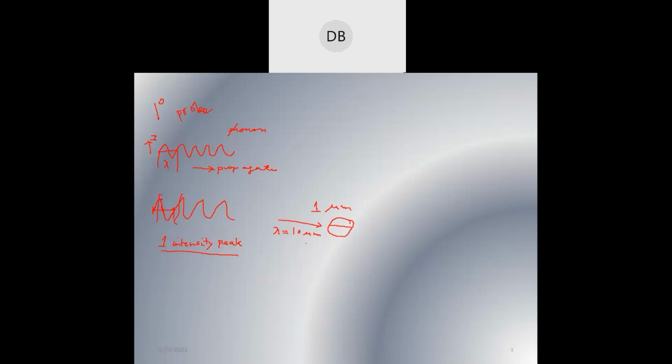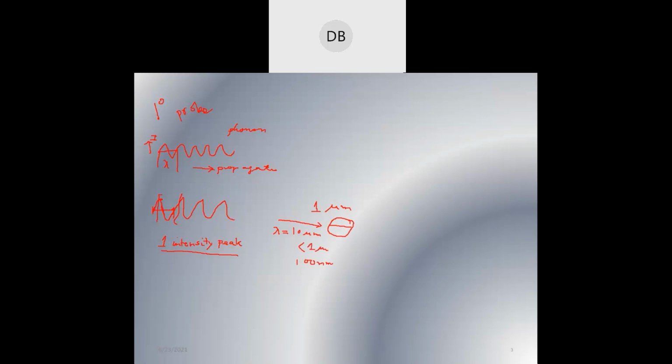But if the wavelength is less than 1 micrometer, you can confidently say that at least one intensity peak will be there. But if it's even smaller, like say 100 nanometers, then there will be many intensity peaks. So you'll nicely see this.